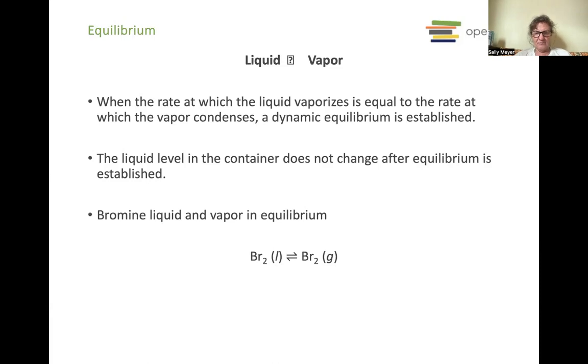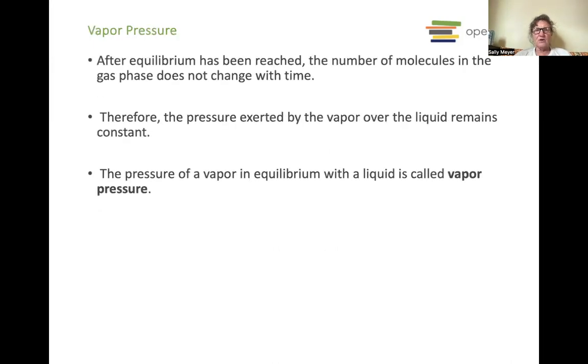So for example, if we have bromine liquid, it will be in equilibrium with its vapor at some point. And after equilibrium has been reached, the number of molecules in the gas phase doesn't change with time. Therefore, the pressure exerted by the vapor over the liquid remains constant, and we have a name for that. The pressure of a vapor in equilibrium with a liquid is called its vapor pressure. So remember, this only happens in a closed container, because if the vapor is allowed to leave, then it's never going to reach an equilibrium because it won't condense again.